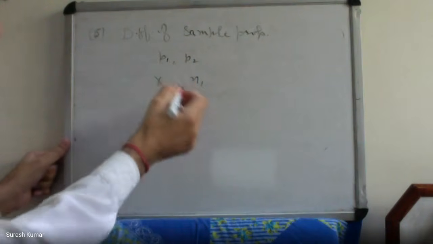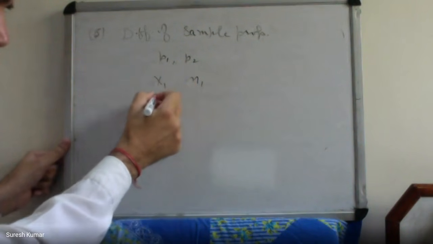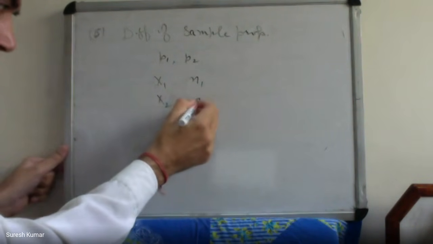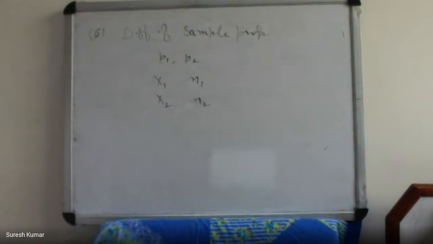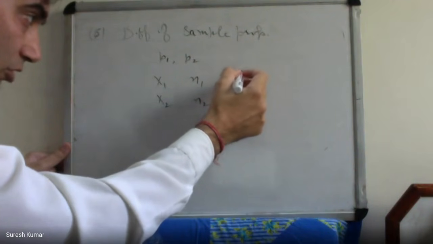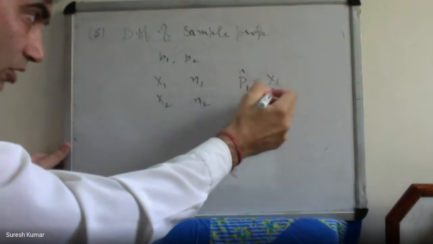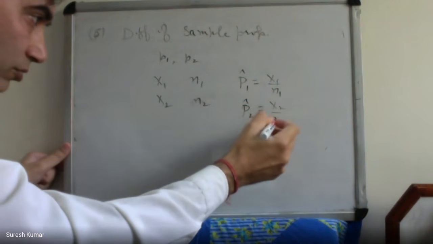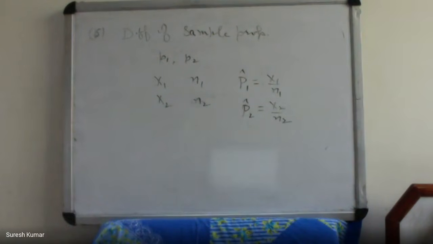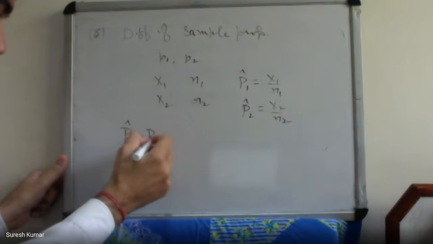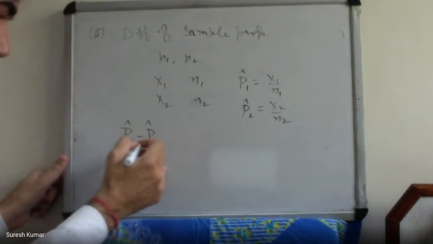in the first population and you obtain X1 successes. From n2 trials in the second population, you got X2 successes. So the sample proportion of success in the first population is X1 over n1, second X2 over n2. We are interested to find the sampling distribution of P1 cap minus P2 cap.